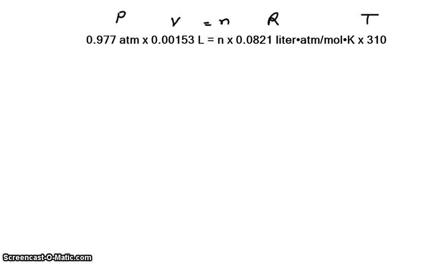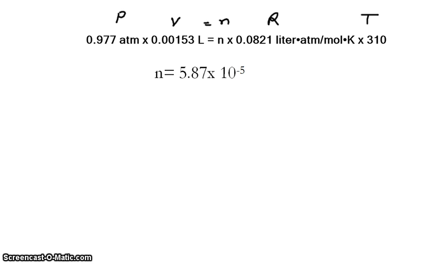Substituting these values in PV = nRT, we get the equation like this, and further simplifying we'll get number of moles equal to 5.87 × 10^-5.